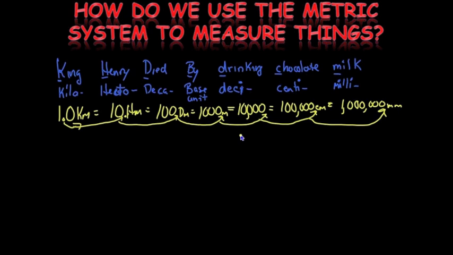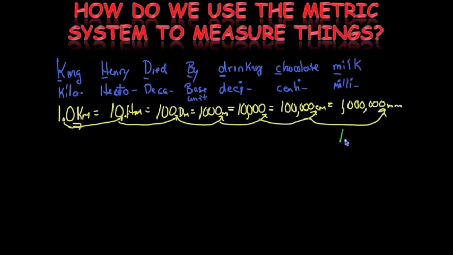So when you move from a larger unit of measurement towards a smaller unit of measurement, you're going to multiply by 10 for every prefix that you jump to or jump past. Okay? Now, if we are going from a smaller unit of measurement to a larger unit of measurement, we're going to divide by 10. So let's look at that.